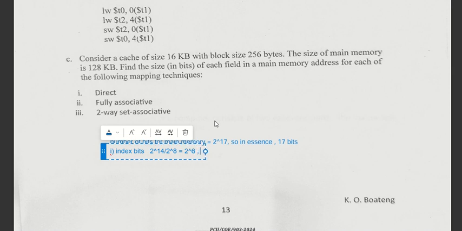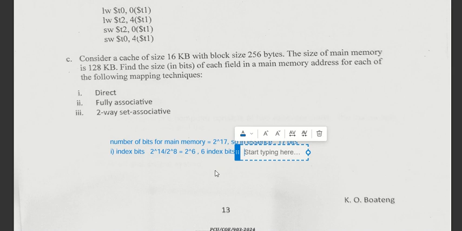So in essence, you get 2 to the power 6, which means you need a total of 6 index bits. So we'll have a total of 6 bits for the index. That is for the direct mapping.